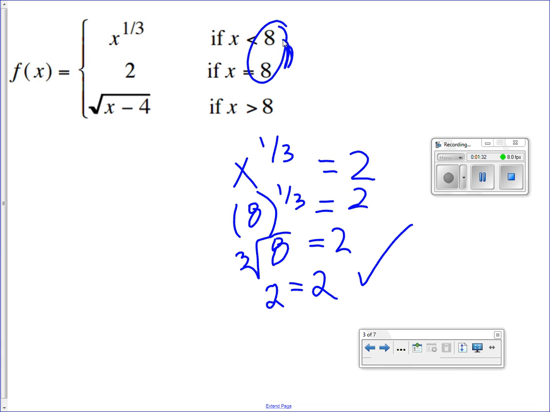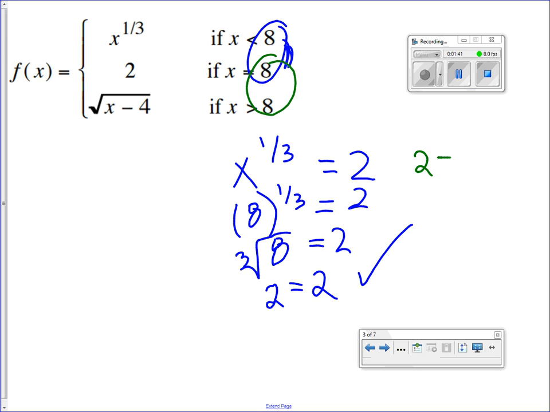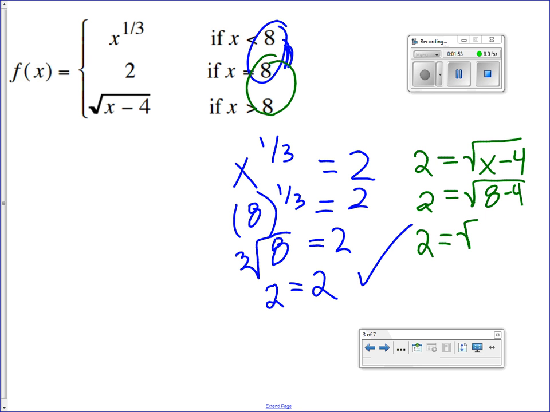We need to look at the other side. So same thing. Set those two branches equal to each other. They break on the other side of 8. So we're substituting 8 in for x and we're solving. Those are also the same. So this piecewise function is continuous.